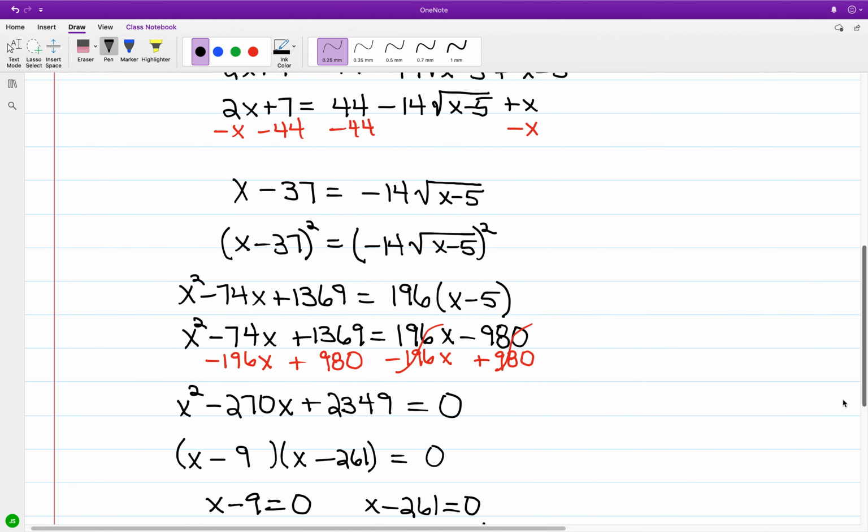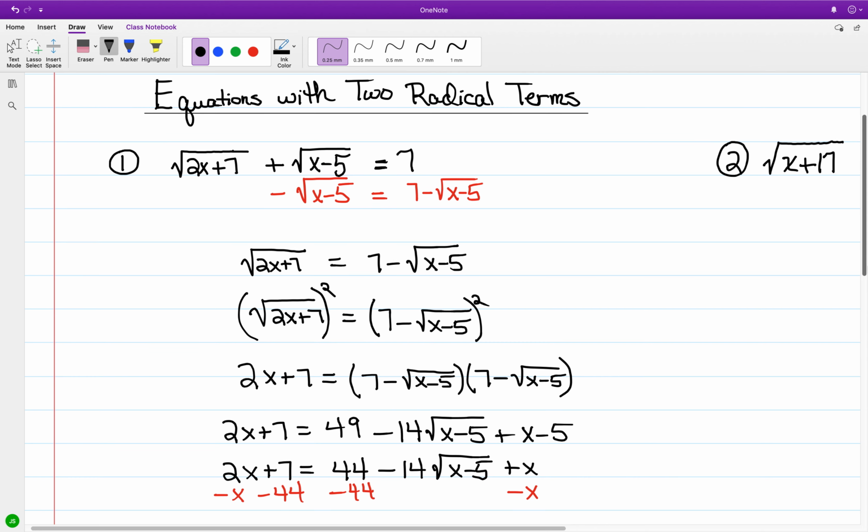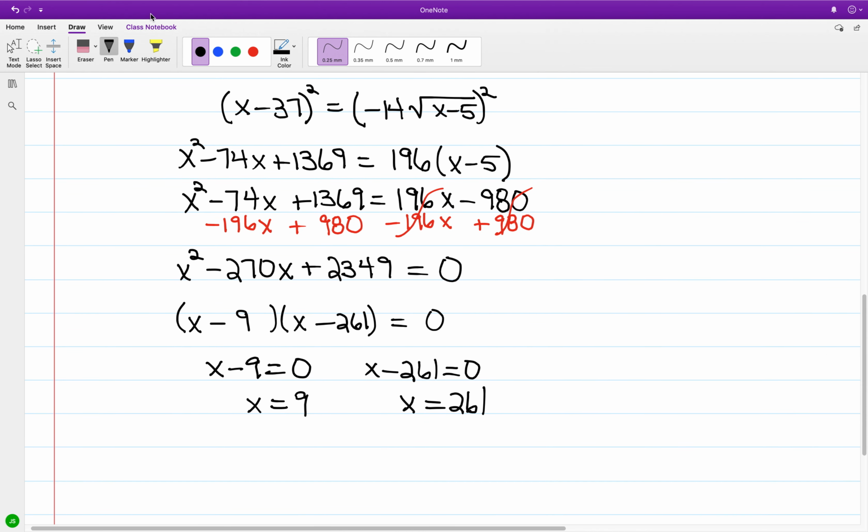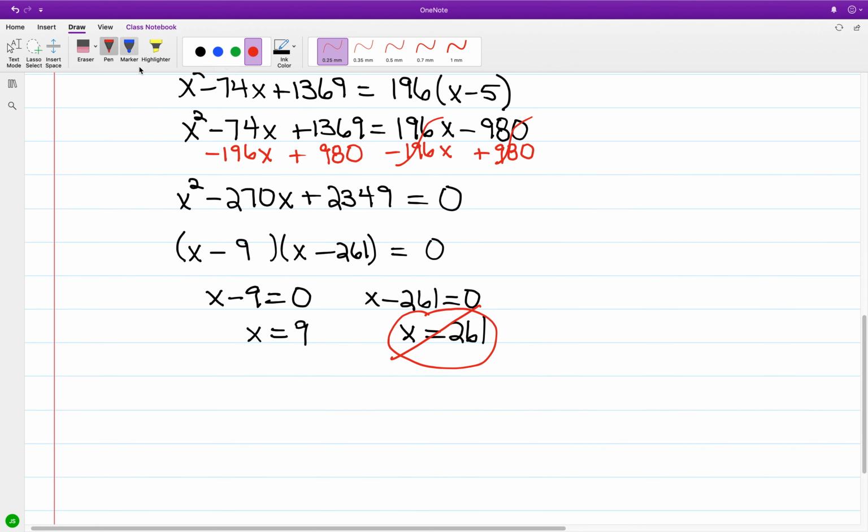Now, in the case of what we have with 261, okay, so you have 261 minus 5, that's 256. And so that's going to be 16. And for 261, okay, you have 2 times 261 plus 7. And that's going to be a large number, and large number plus 16 is not going to come out to 7. So 261 is not going to check out. So there's going to be only one solution in the case of x, and we have that x is equal to 9.